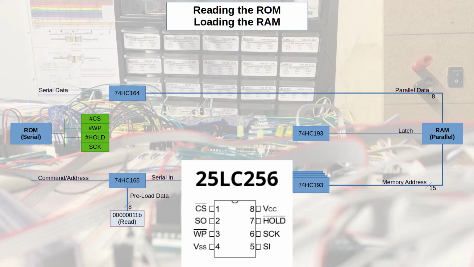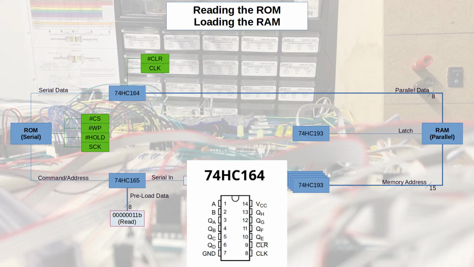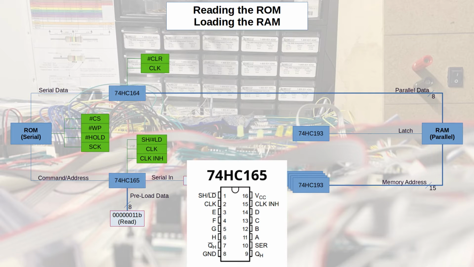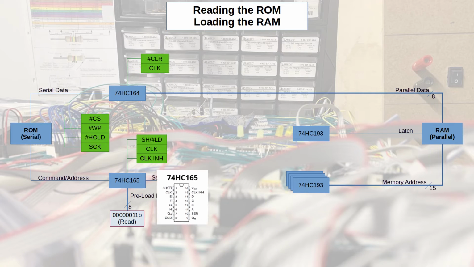The serial ROM has 4 control signals I need to figure out. These are chip select, write protect, hold, and then the serial clock. The 74HC164 IC has 2. These are clear and the clock. The 74HC165 has 3 signals I'm concerned with. The first one is a signal that indicates whether we're shifting or loading. The second one is a clock, and the third is a clock inhibit.